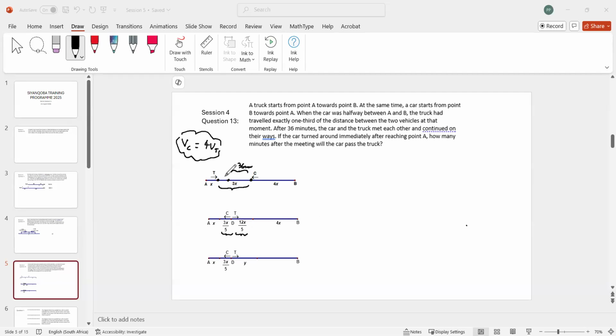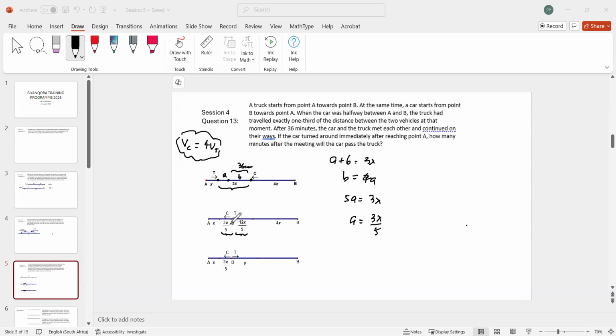Okay. If you don't understand that, you can say, let this be A, let this be B. Then A plus B is 3x. And you know that B is 4A, because the distance the car traveled will be 4 times this. So B is equal to 4A. So A plus 4A is 5A. 5A is 3x, and A will therefore be 3x over 5.